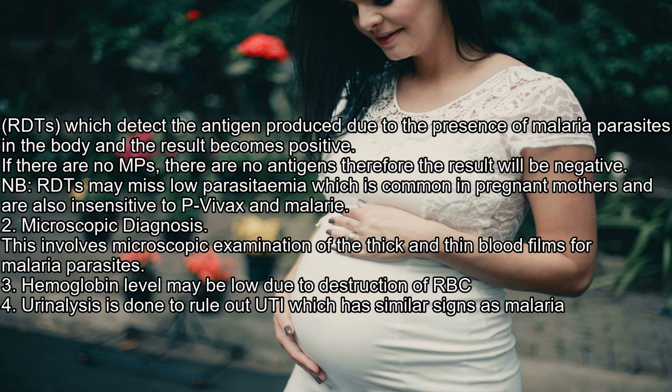This involves microscopic examination of the thick and thin blood films for malaria parasites. 3. Hemoglobin level may be low due to destruction of RBC. 4. Urinalysis is done to rule out UTI, which has similar signs as malaria.